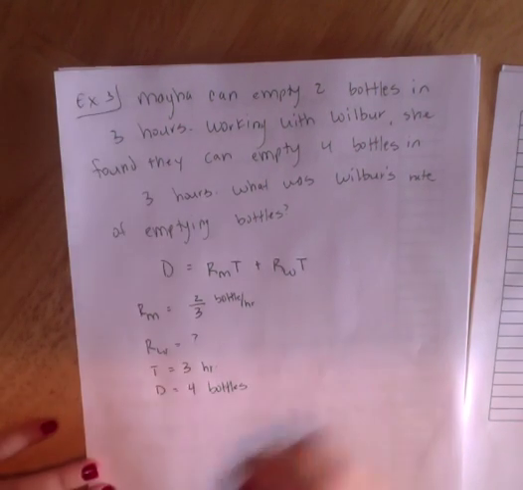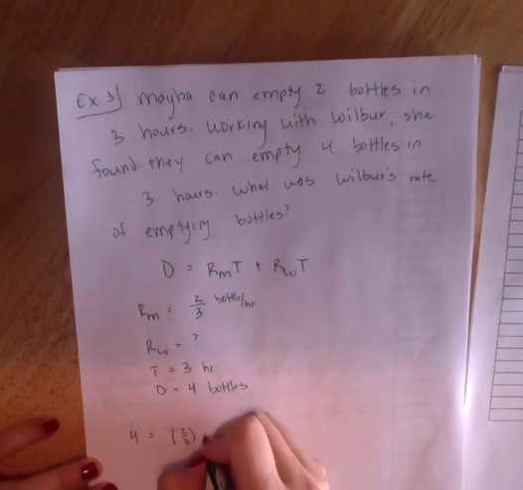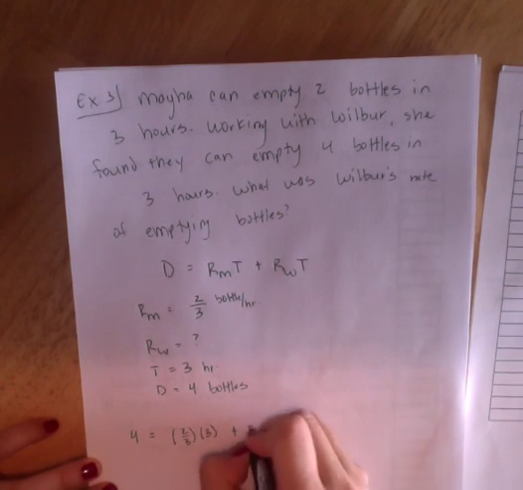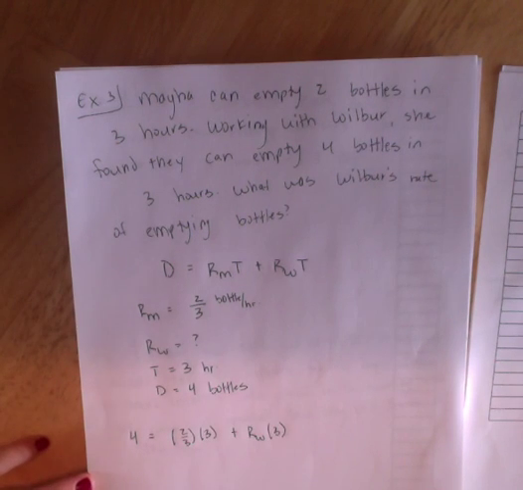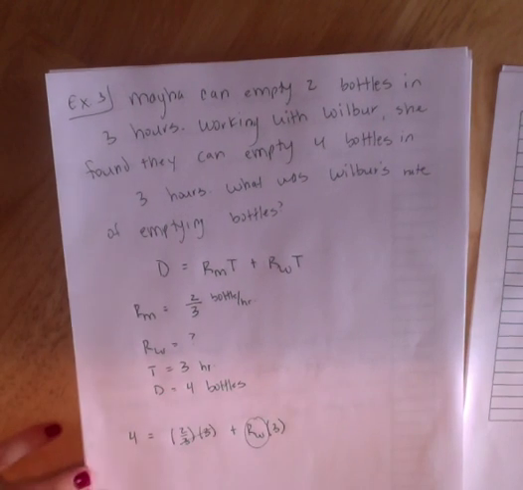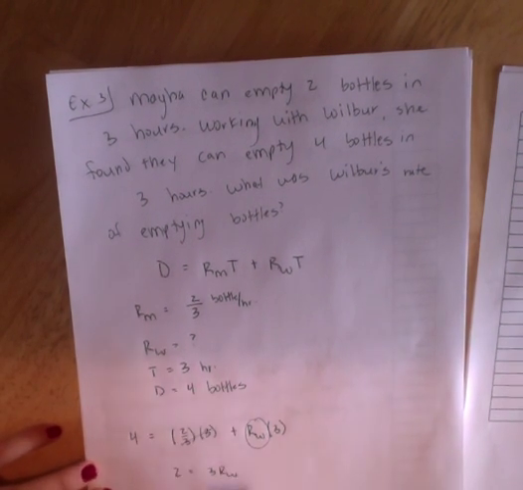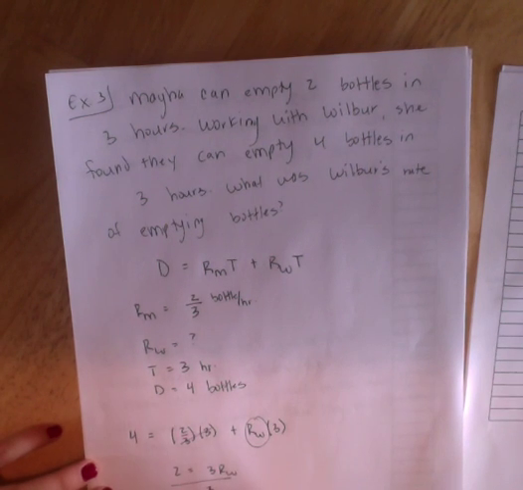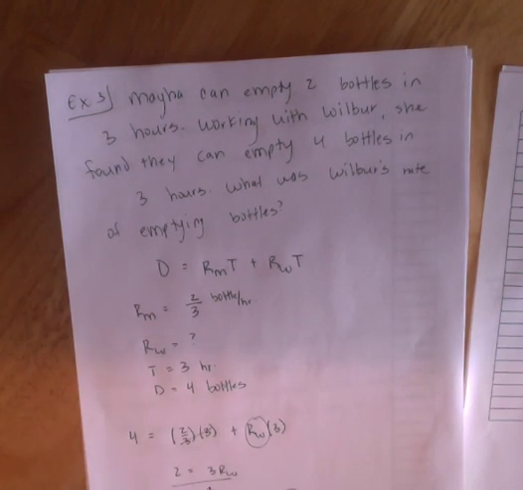So now we plug everything in. Distance is 4 equals the rate of Maya times their time, which is 3, plus the rate of Wilbur, that's what we're solving for, times the time of 3. And now I solve for my rate of Wilbur. My 3's cancel here, so I have 4 minus 2, which gives me 2 equals 3 RW. Divide by 3, so the rate of Wilbur is 2 over 3 bottles per hour, which is actually the same as the rate of Maya.